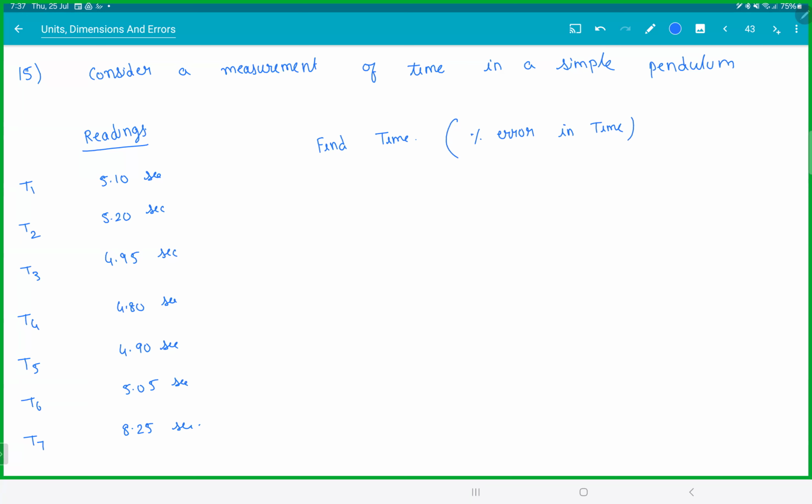Any answers? 5 plus or minus 2%. You can't give 3 decimals, here there are only 2 decimals. Let's see.